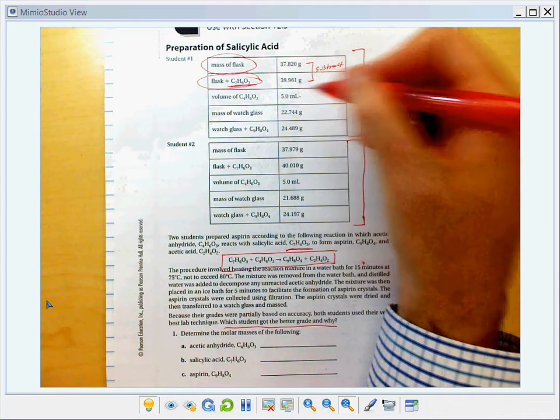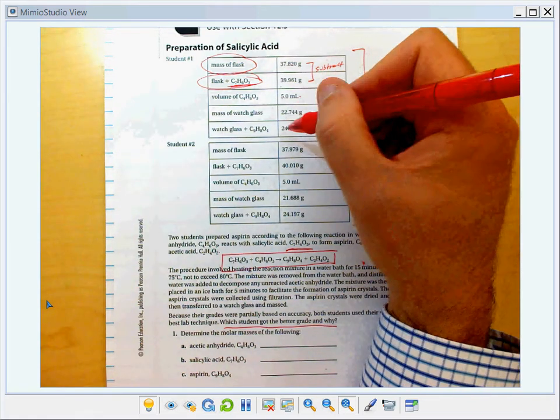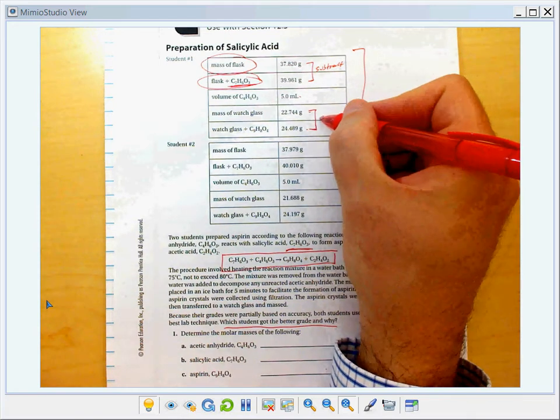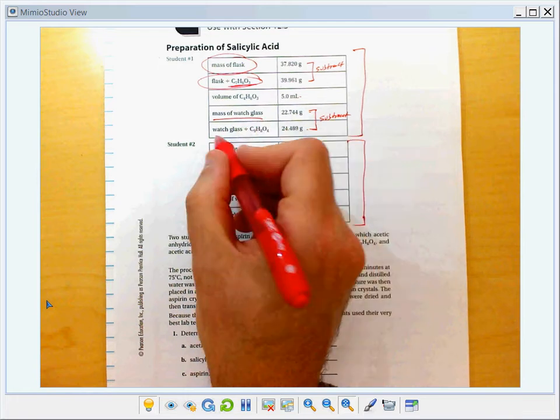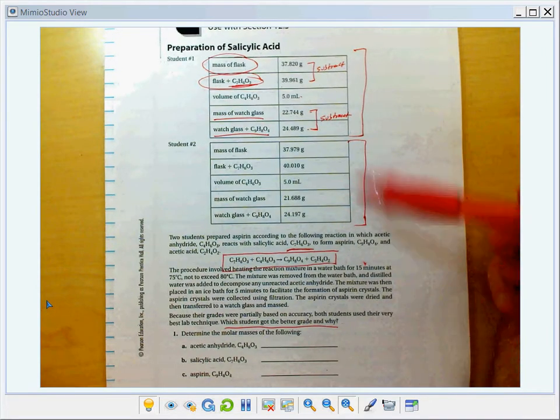All right, that's the volume of acetic anhydride, the mass of the watch glass, and the watch glass plus the final product. To get the final product, you also have to subtract, because this is just the watch glass and this is the watch glass with the product. The calculations are similar for student 2 here.